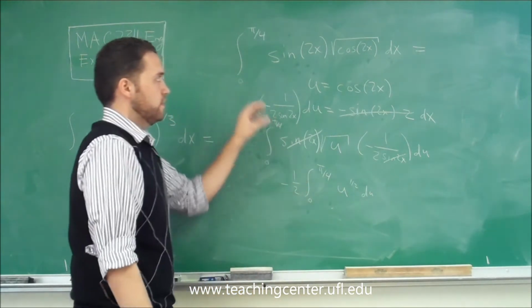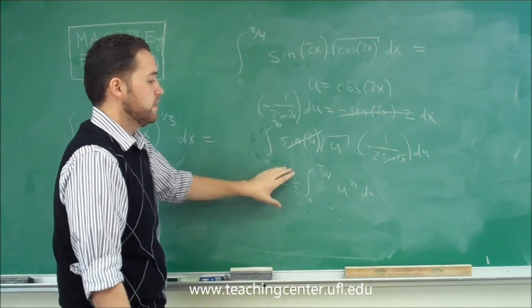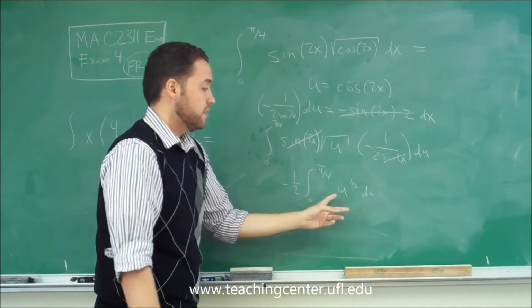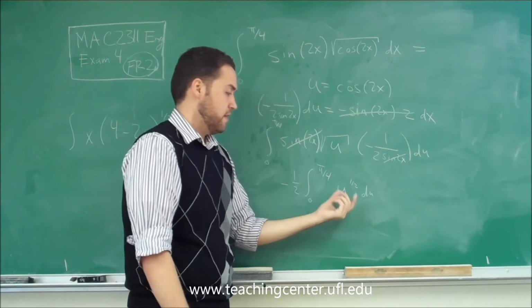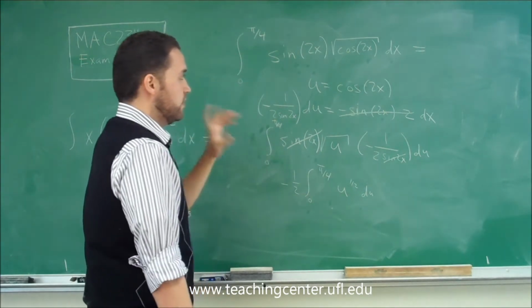So now we've successfully turned this integral that was in terms of x completely into terms of u and du. There's no x and dx anymore. But we know how to take the integral of that, because that's just a little power rule: increase by 1, divide by it.